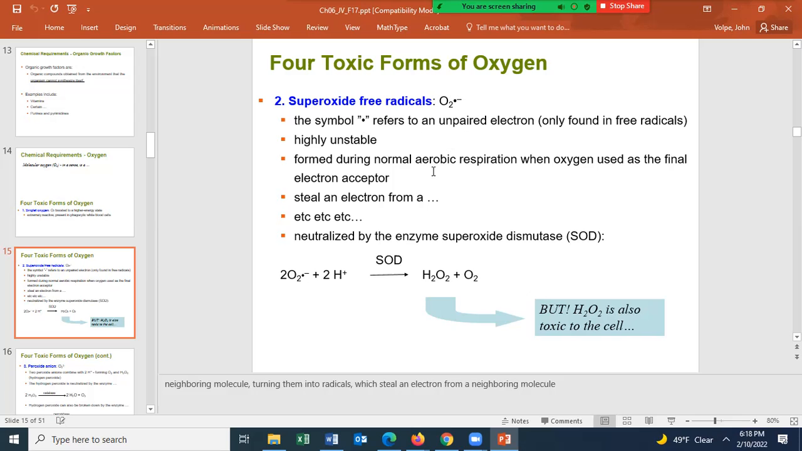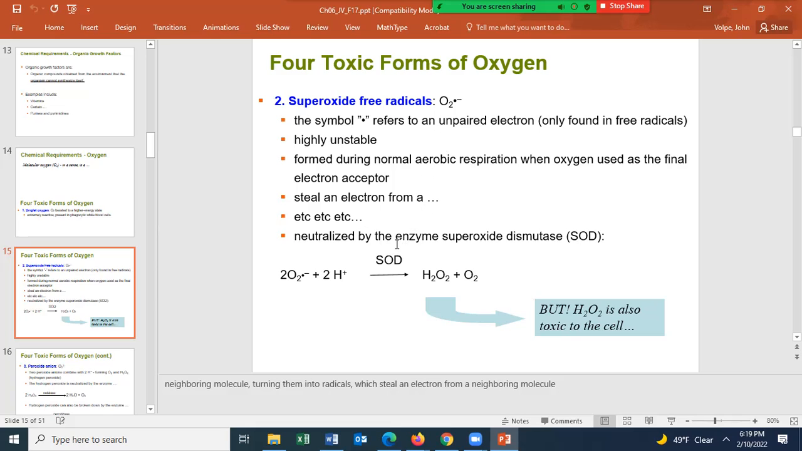Superoxide free radicals are made in aerobic respiration. And usually the superoxide free radical steals an electron from another molecule it bumps into. And then that molecule that loses the electron bumps into another molecule, which can then steal an electron.